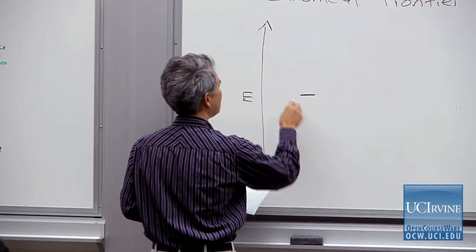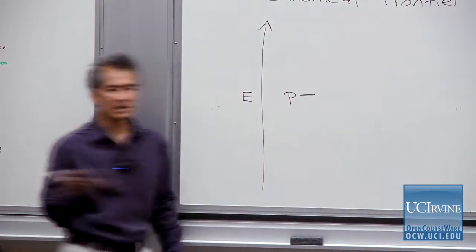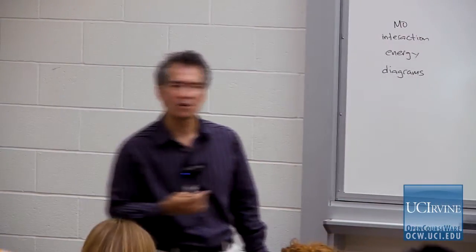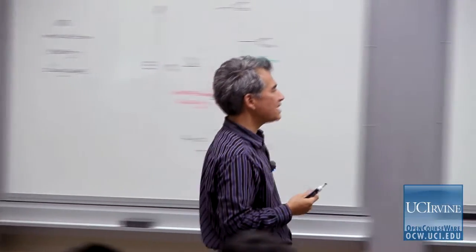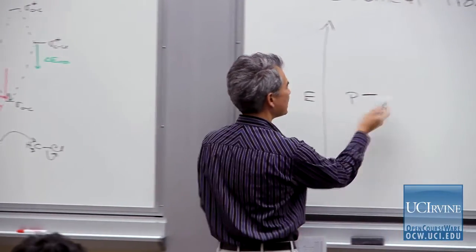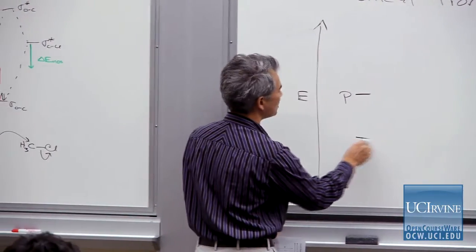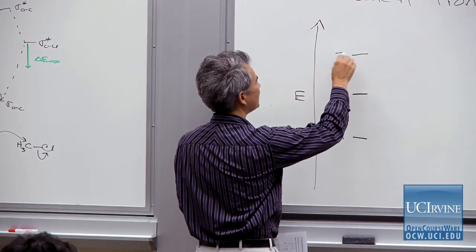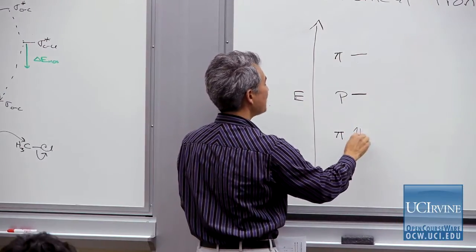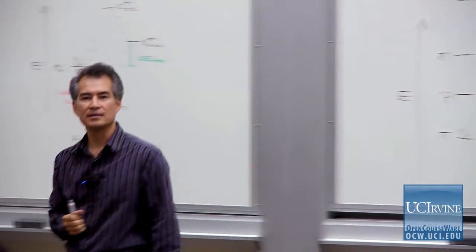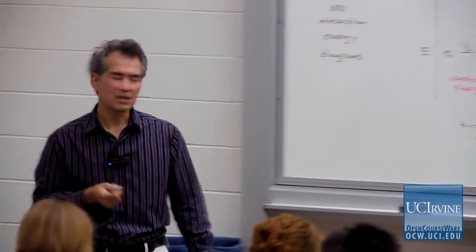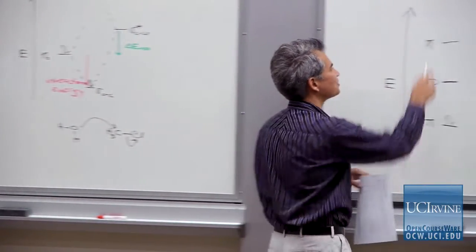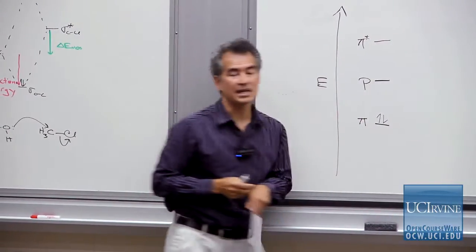I'm going to start off by drawing a P orbital, for example, on carbon. P orbitals are empty. That's like a carbocation, or an empty P orbital on a borane. If I take two P orbitals on carbon, I can mix them together to get pi bonds. One will be lower in energy, and one will be exactly the same amount higher in energy. So pi orbitals are filled. That's a pi bond. Relative to that P orbital, pi should be equally lower, and pi star, sorry, this should be an antibonding orbital, should be equally higher.